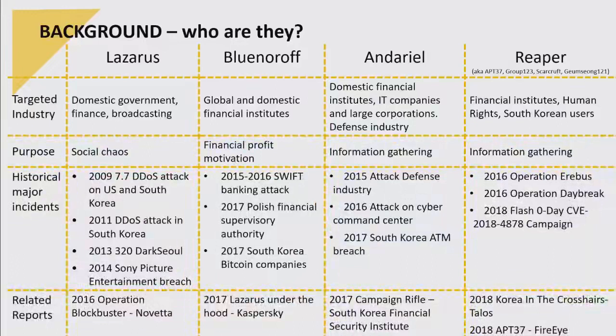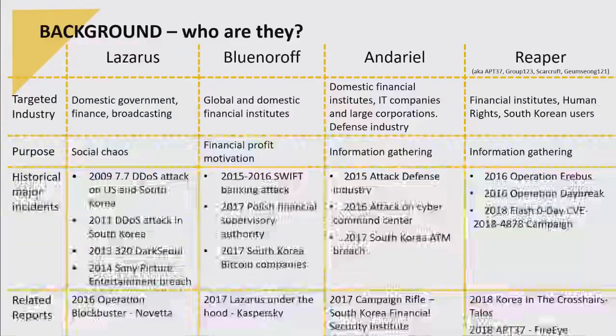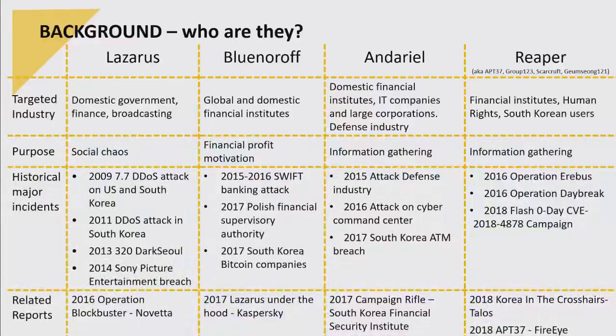This group was disclosed in 2016 by a report published by Novetas called Operation Blockbuster. Their main targets are domestic government and some financial sector, and it's believed their main purpose is to cause social chaos. So before, they have conducted some major incidents, including some large-scale DDoS attacks targeting the US or South Korea, and also an operation named Dark Soul. It's an operation that targets many ATM machines and also the broadcasting industry, including TV stations in South Korea. And the most well-known incident of this group is probably the Sony Pictures attack.